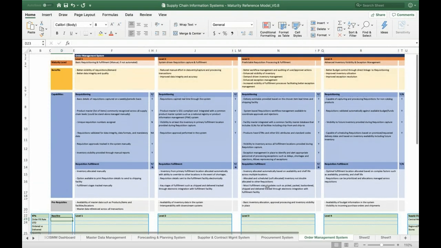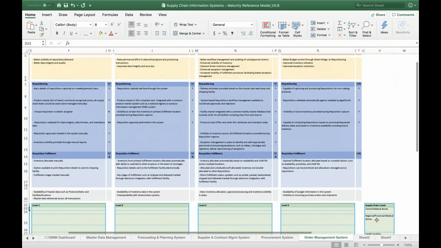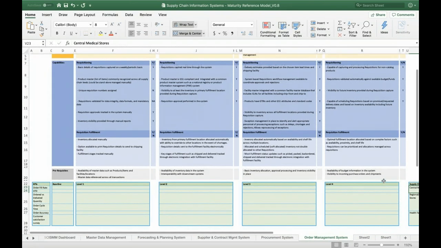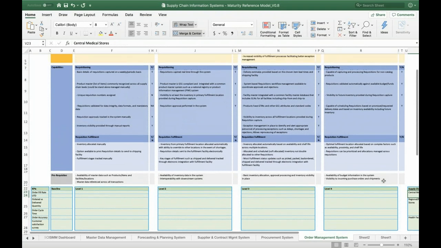And they can also combine this across different supply chain levels. So they can see this at a central medical store level versus a regional or a provincial medical store level versus health facilities. So that's something that they can do using this tool.